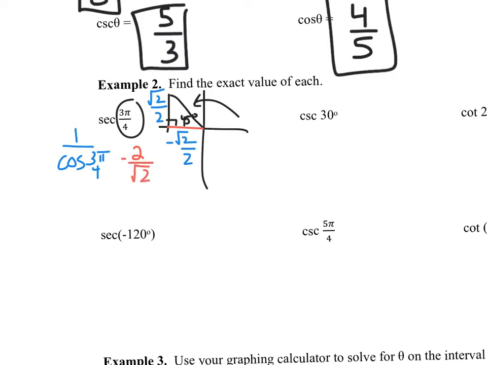Because I just flipped this over, the last thing you want to do is rationalize it. So I'm going to multiply the top and the bottom by root 2. And that is going to give me negative 2 root 2 over 2. And so that's going to simplify to negative root 2, my final answer.